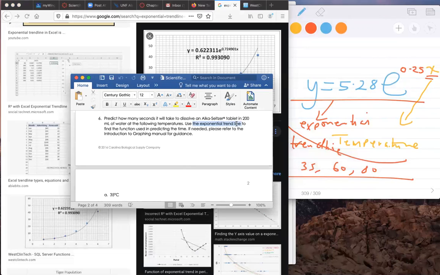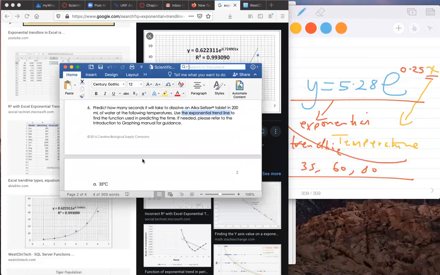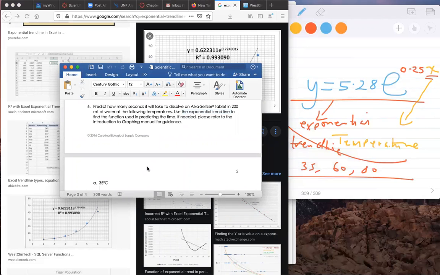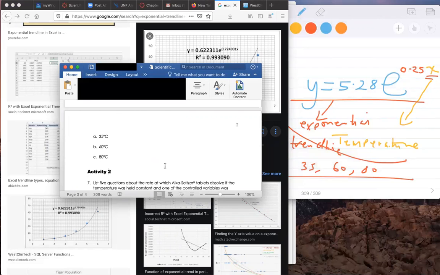The keyword here is exponential trend line, and I expect you to have a graph similar to this before you plug in the given temperatures. That is the 35, that is 80. That is what you will do in activity 1. Any question on question 6?